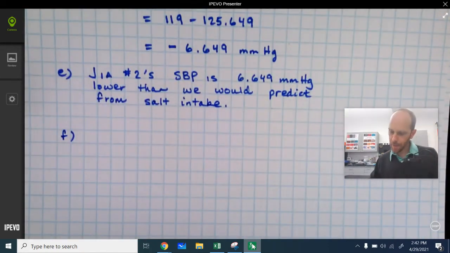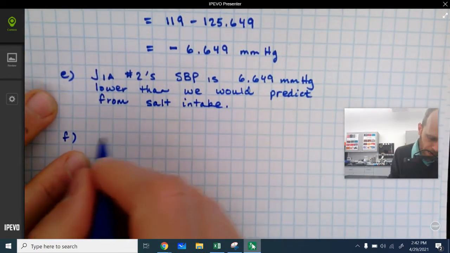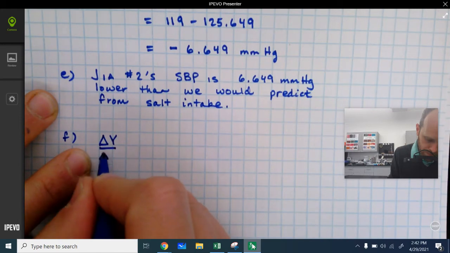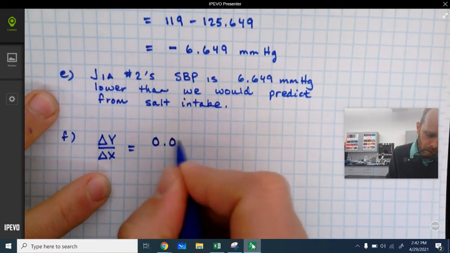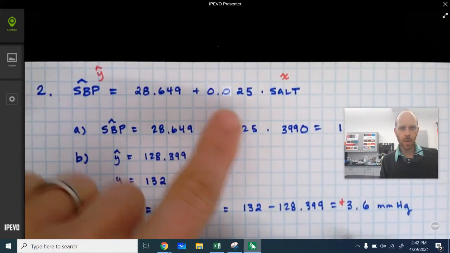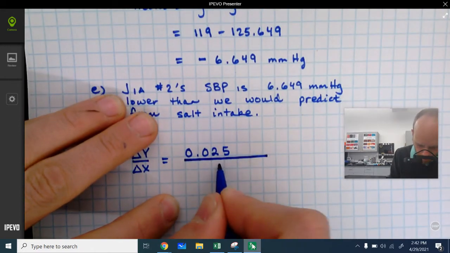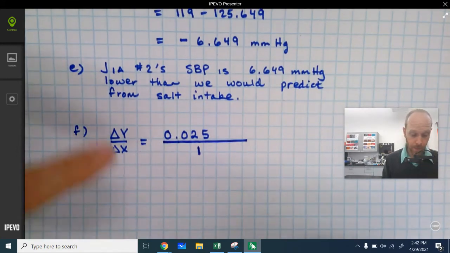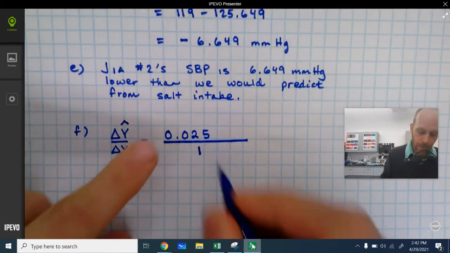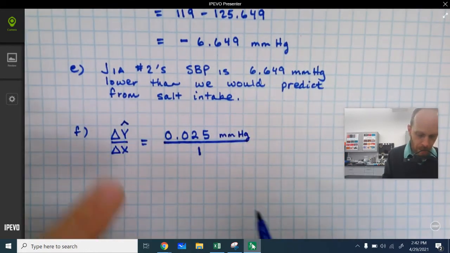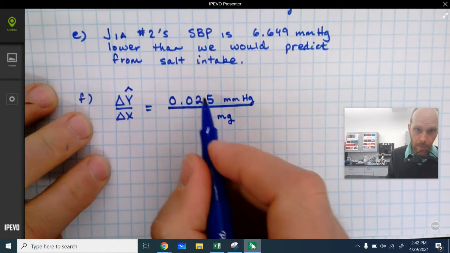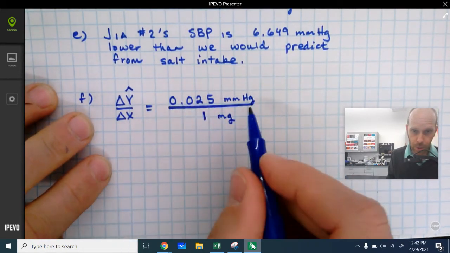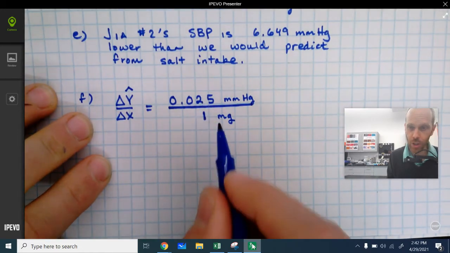Cool. All right. F asks us to describe the slope. Now, the first thing I want you to do is write down that we know the slope is the change in y over change in x. And the slope was given to us as 0.025. Remember that slope is always the number that multiplies the x value. So I'm going to start by writing that over a 1, and then I'm going to put units on it. The units of y, which, by the way, this is predicted, are millimeters of mercury. The units of x are milligrams of salt. So we would interpret this as the predicted systolic blood pressure goes up by this much for each additional milligram of salt.